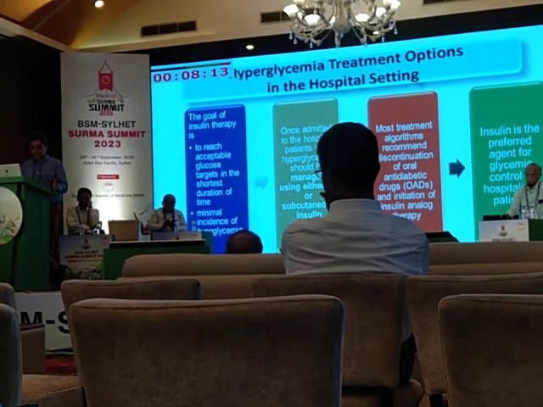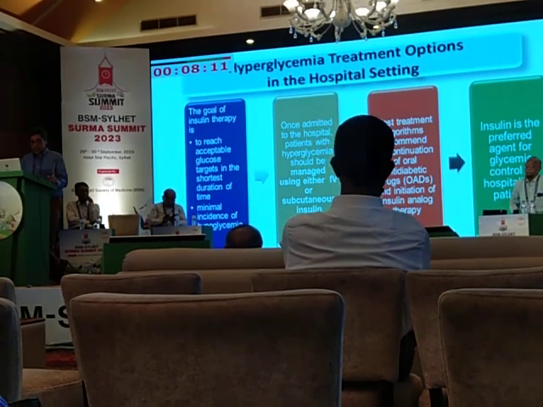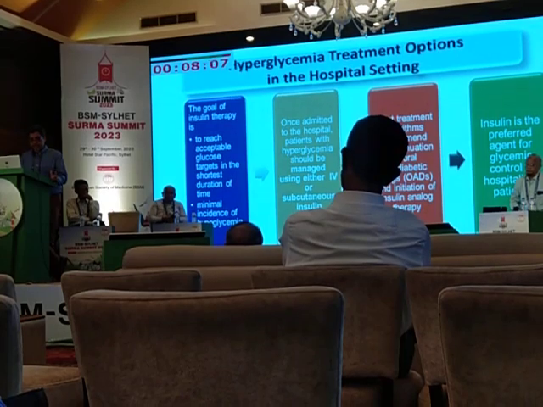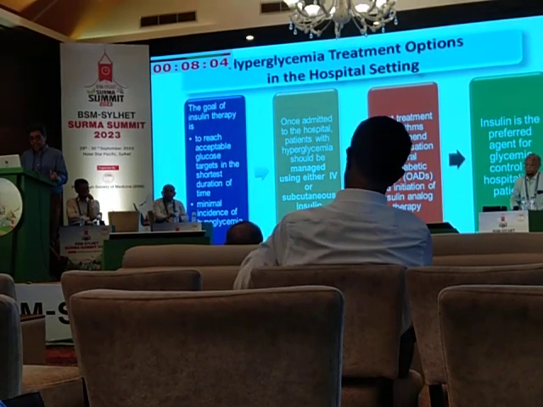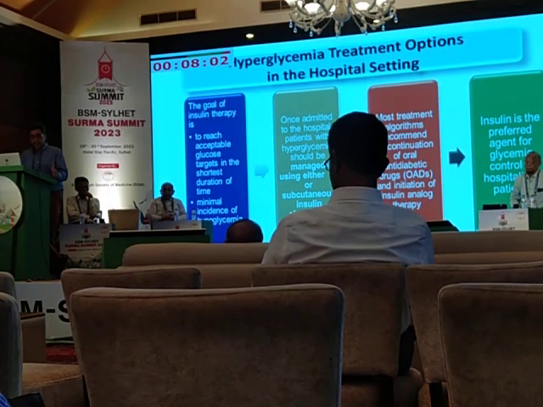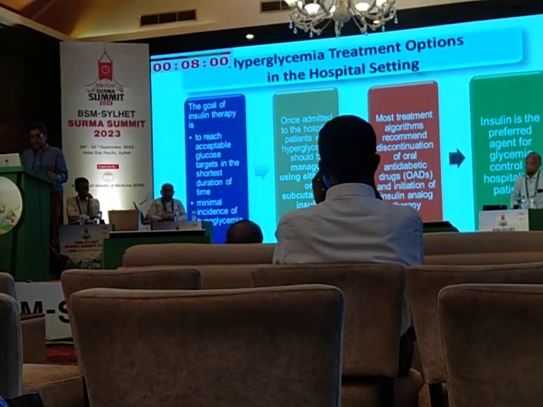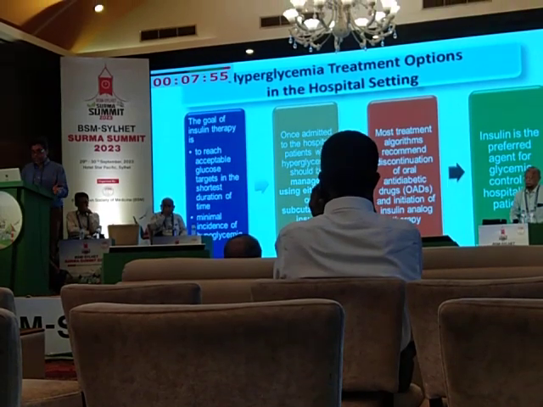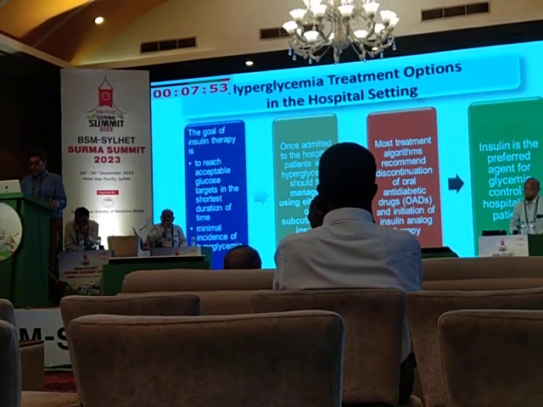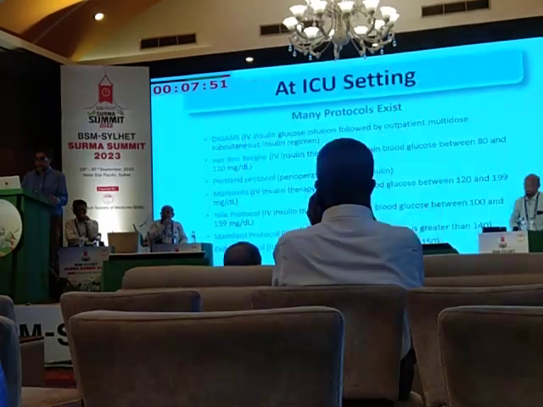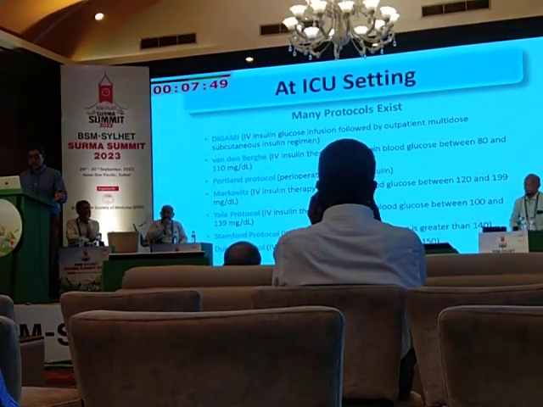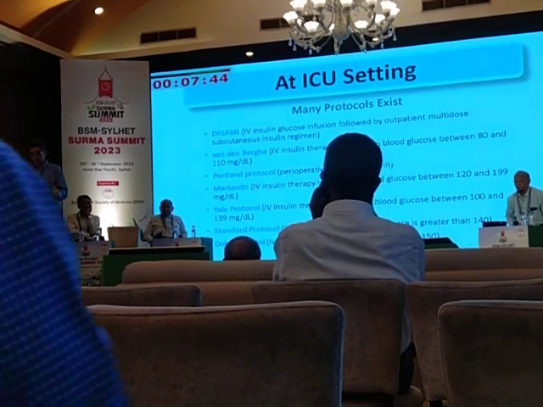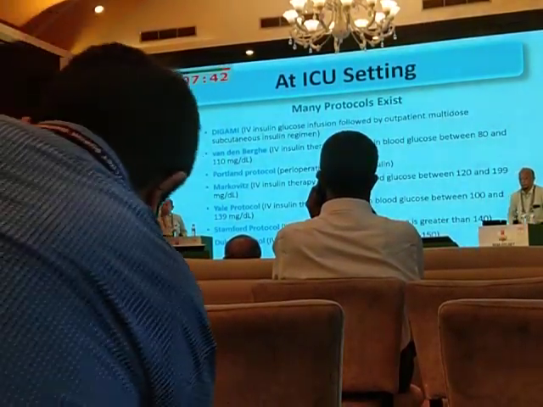So, what is the treatment option? The goal of insulin therapy is to reach the acceptable glucose targets in the shortest duration of time with minimal incidence of hypoglycemia. To do this, we can use an IV insulin or subcutaneous insulin algorithm. And if patients are on oral hypoglycemic agents, we should switch them. Insulin is the preferred agent for glycemic control in the hospitalized patient. And there are a lot of protocols: the DIGAMI protocol, Van den Berghe protocol, Portland protocol, Markovic protocol, Yale protocol, Stanford protocol, and the Duke protocol.